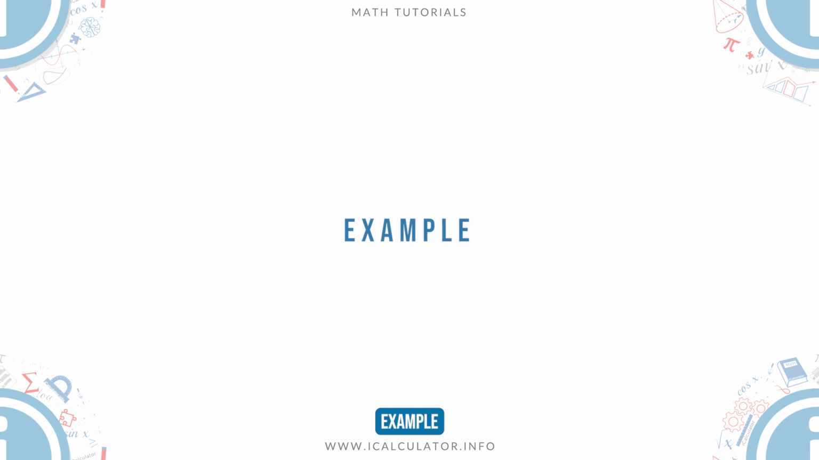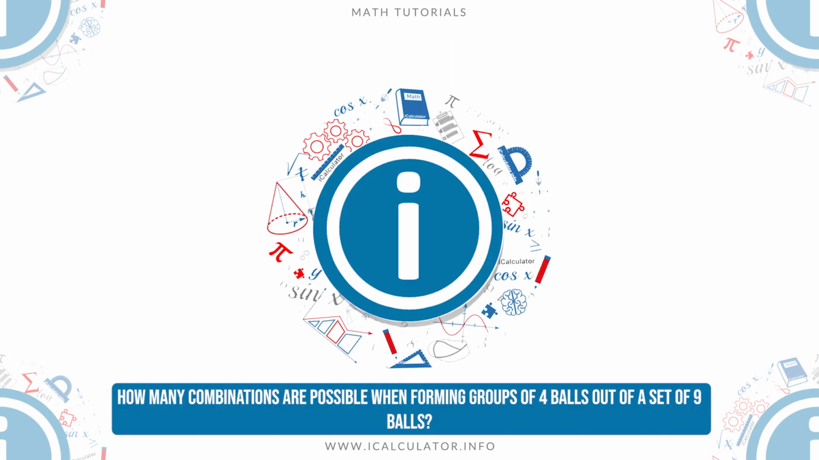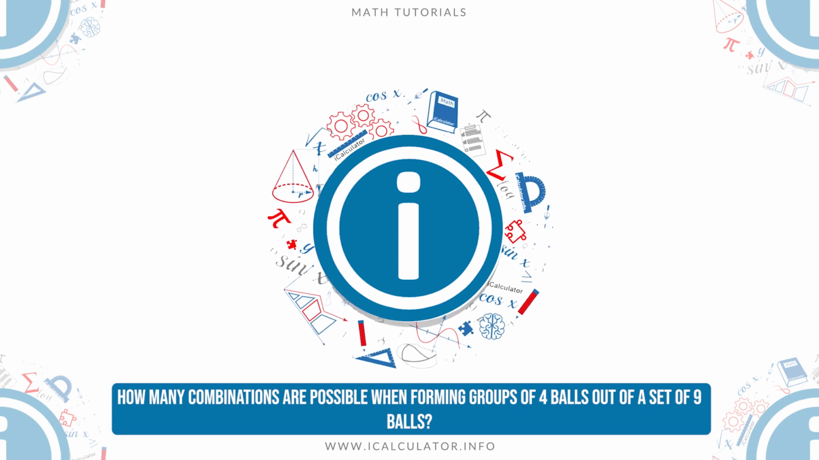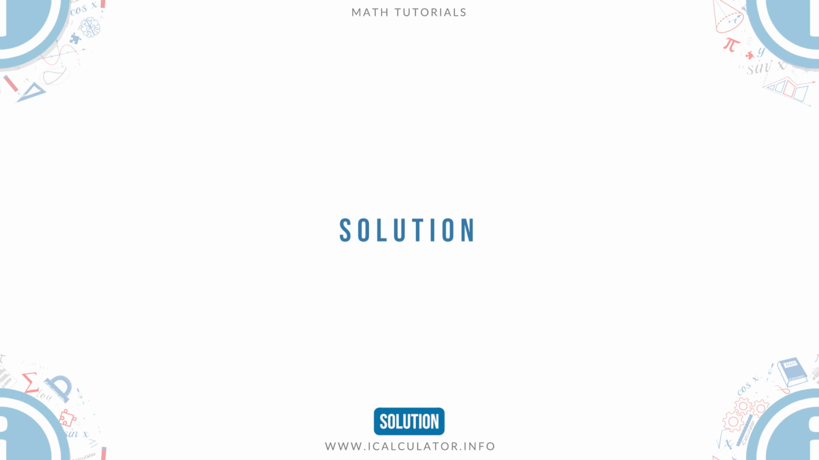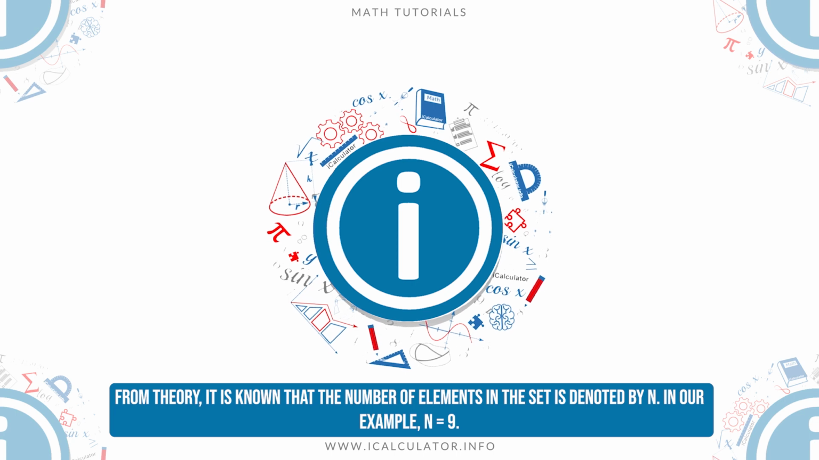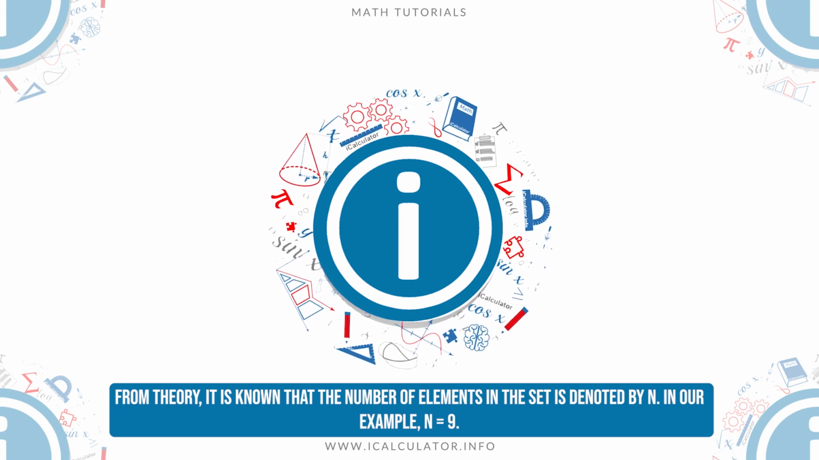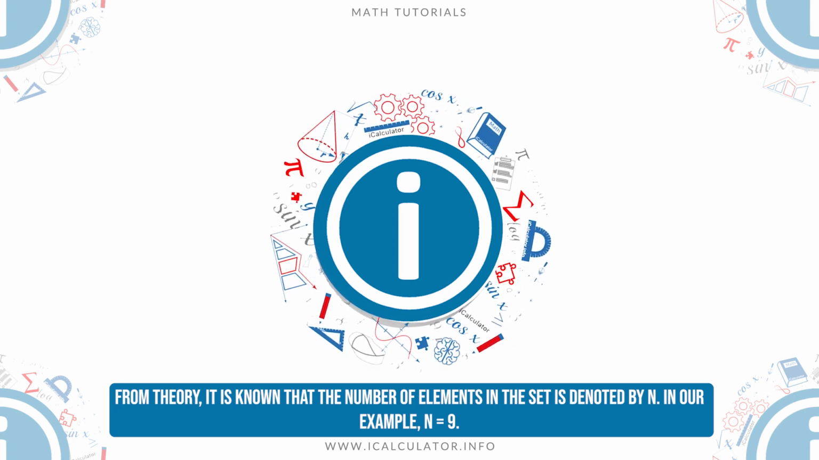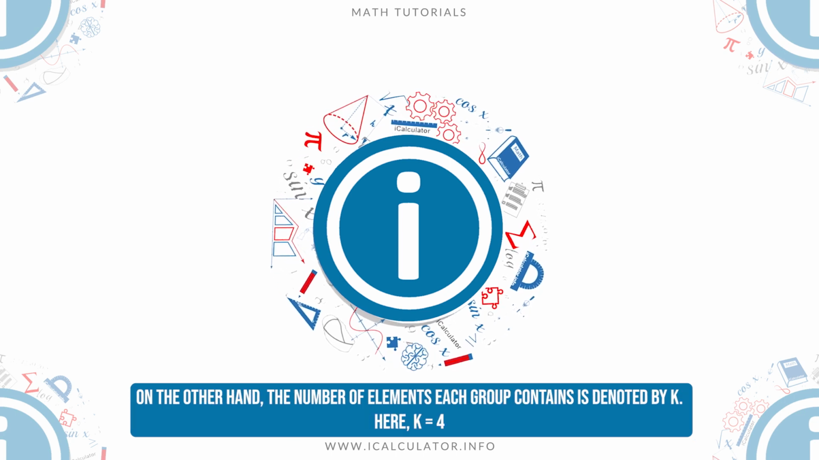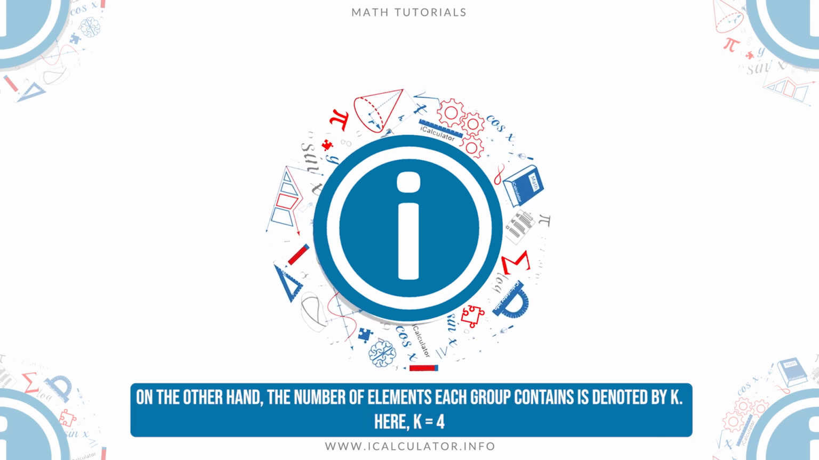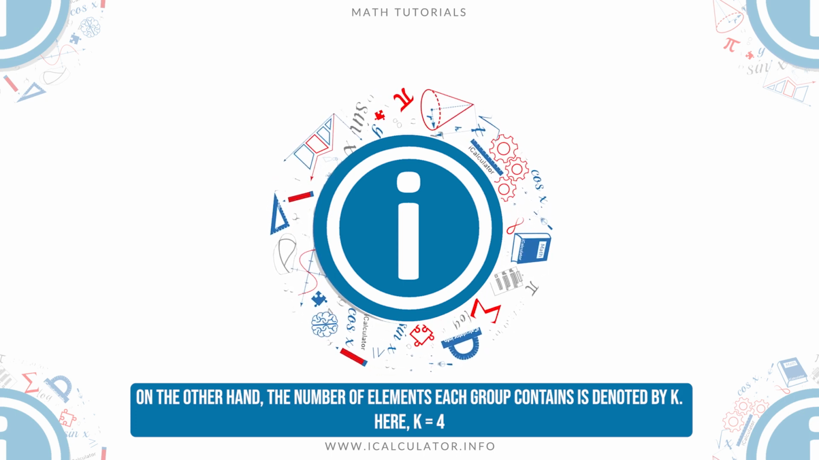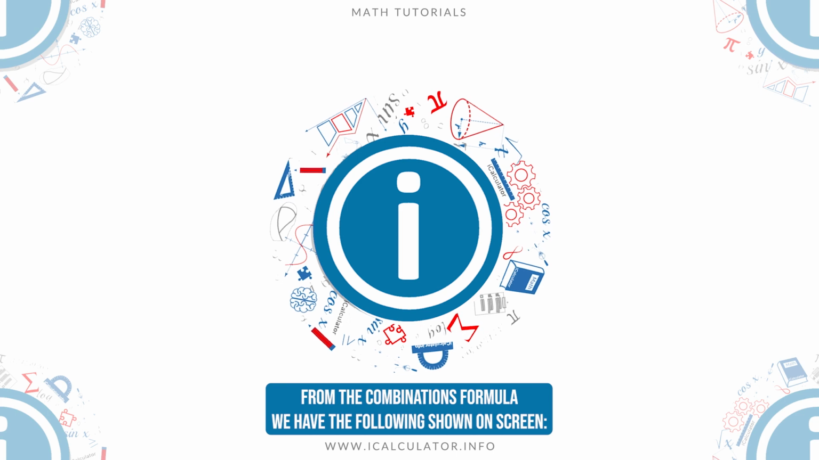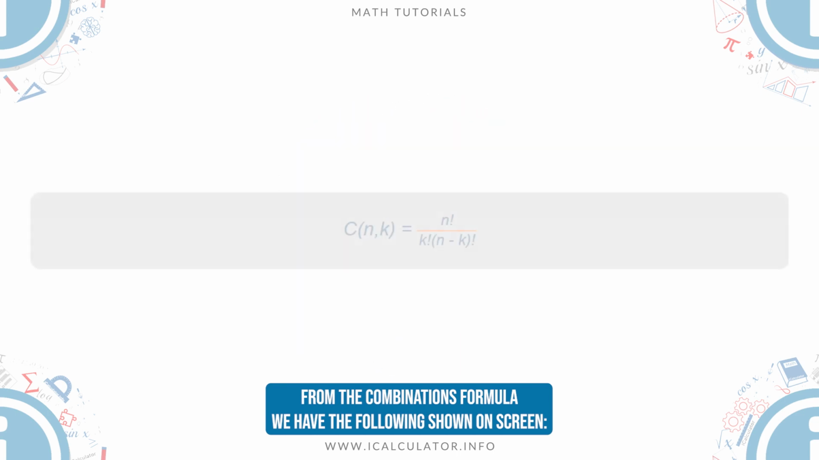Example. How many combinations are possible when forming groups of 4 balls out of a set of 9 balls? Solution. From theory, it is known that the number of elements in the set is denoted by n. In our example, n equals 9. On the other hand, the number of elements each group contains is denoted by k. Here, k equals 4. From the combinations formula, we have the following shown on screen.